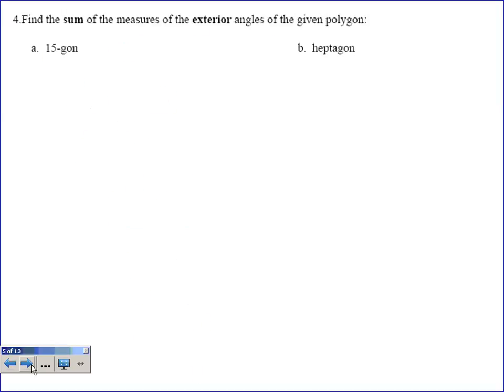Okay. Next, find the sum of the measures of the exterior angles of the given polygon. What's our n value? N equals 15. What's our formula? It just equals 360, right? Ooh. That's tough. Guess what? That's your work. Identify how many sides there were. That's what we do for almost every single problem. Equals 360.